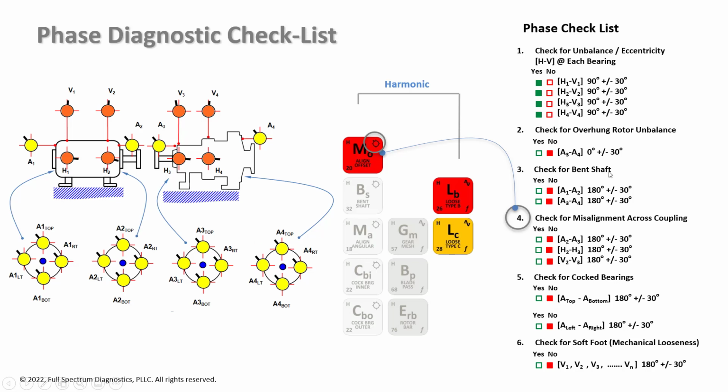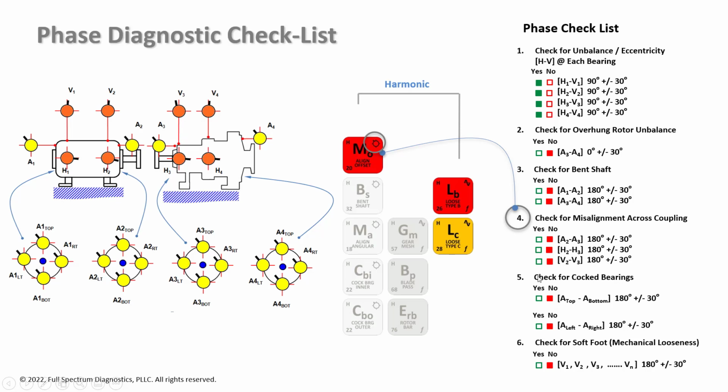We're going to check for bent shaft. Those were eliminated because everything's in phase in the axial direction. Everything was looking good. So misalignment across the coupling. In the vertical axis, it looks good. They're in phase. Horizontal, they're in phase. Axial, they're in phase. So we can eliminate this off the table because we don't have a misalignment problem.